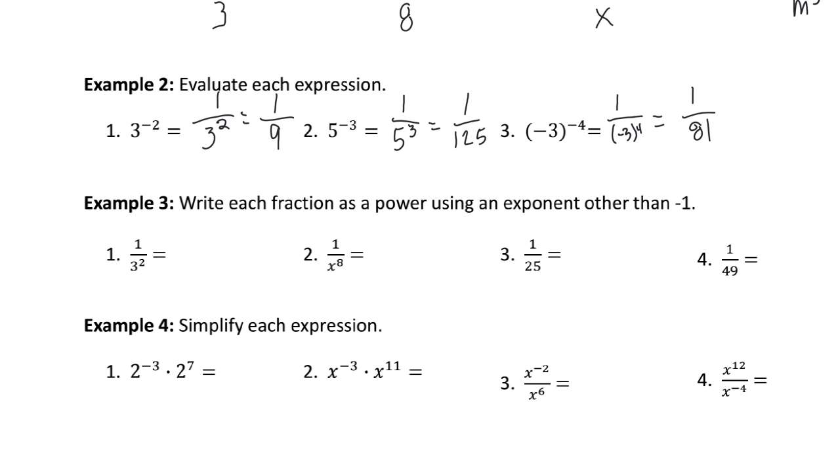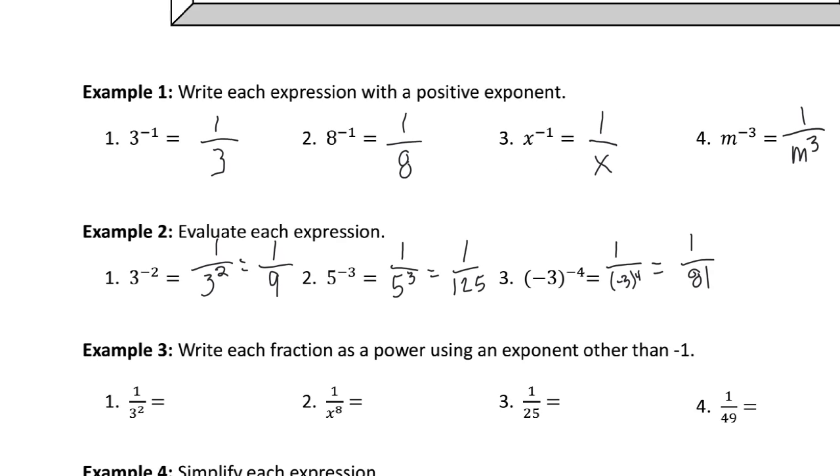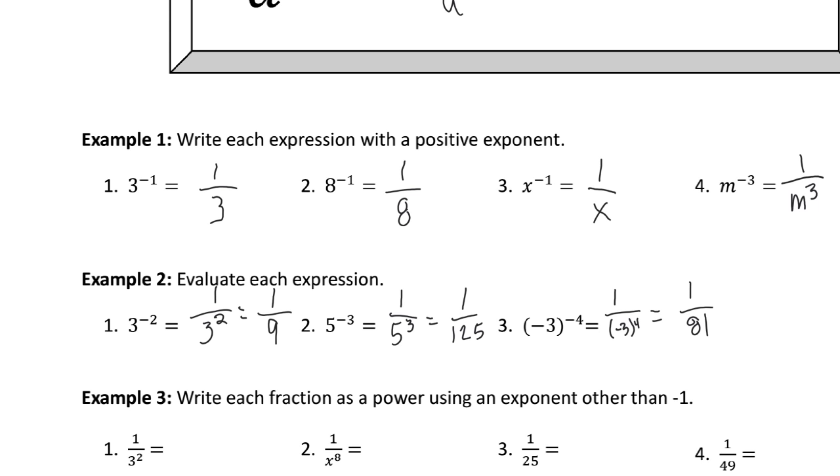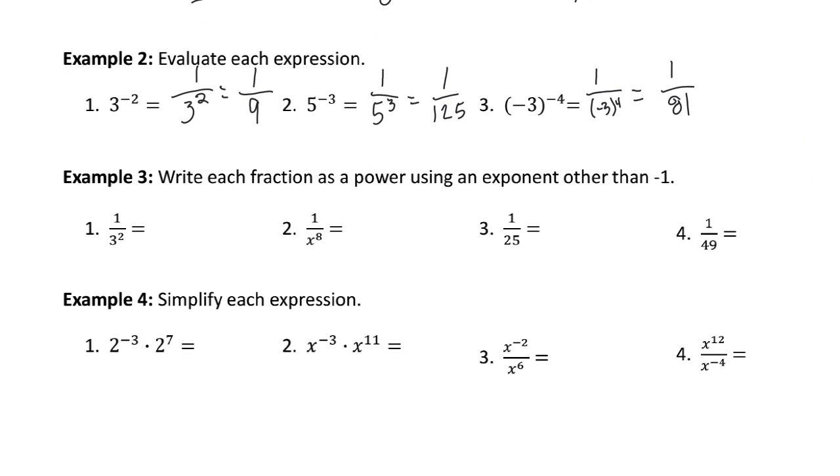Example 3 says write each fraction as a power using an exponent other than negative 1. So we're pretty much doing the opposite of example 1. So in example 1, we turned these things with exponents into their evaluated fractions. Now we want to take their fractions and write it as a power. So this is now 3 to the negative 2. And this is x to the negative 8. So I want you to pause and try 3 and 4 for me.